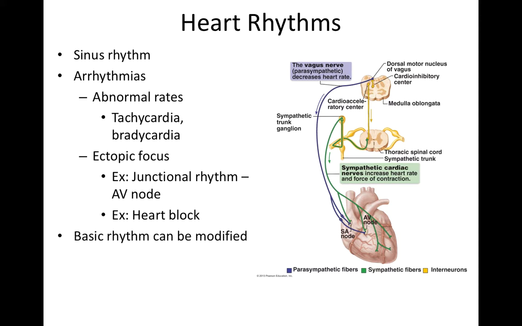We do know that the basic rhythm can be modified as needed via the sympathetic and parasympathetic systems. So when we're resting and digesting, parasympathetic can decrease our heart rate and make us bradycardic. When we're exercising, the sympathetic can kick in and make us tachycardic. Okay, so the nervous system certainly communicates with the heart by interacting directly with the SA node and the AV node, but remember that we don't need this. We can set our basic rhythm without the nervous system's involvement.